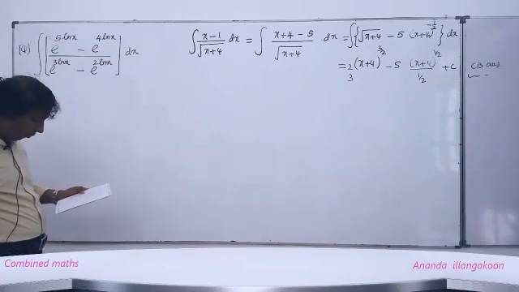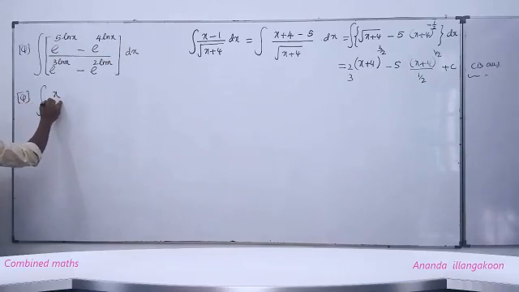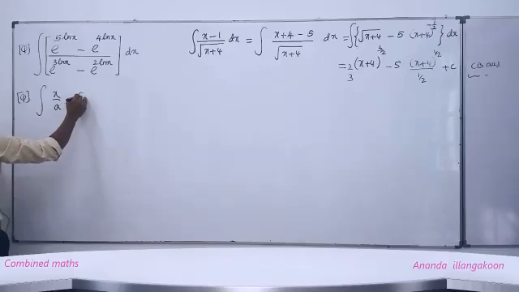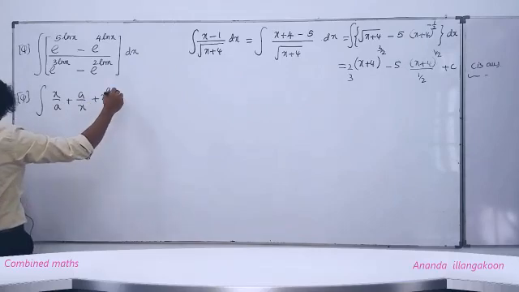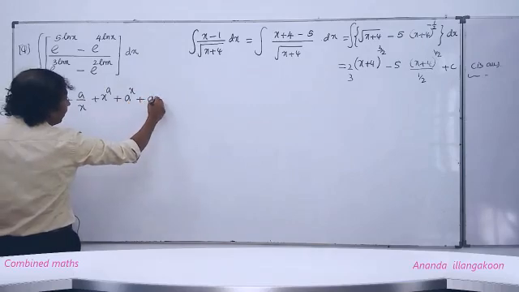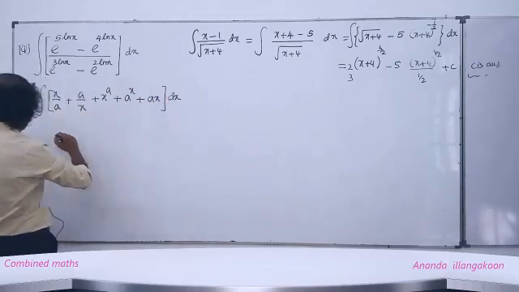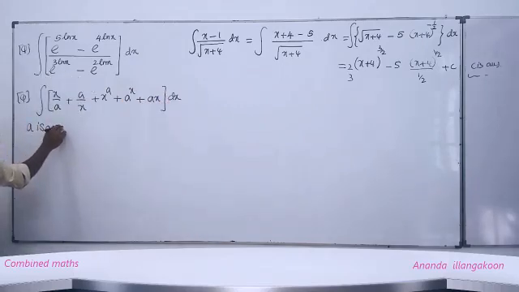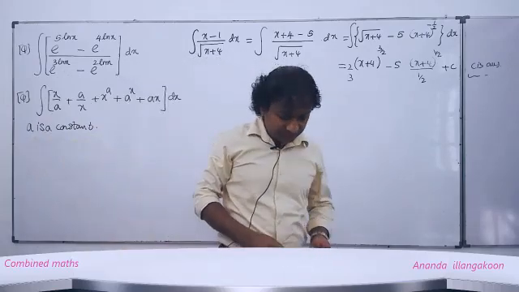This is the next question. And the next one is this: x to the power a to the power x, a to the power x, dx. a is a constant, right? People try to take this answer.